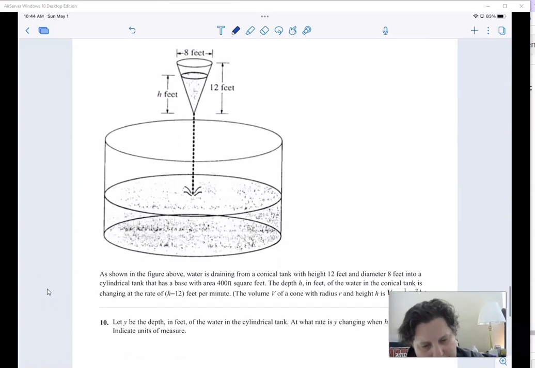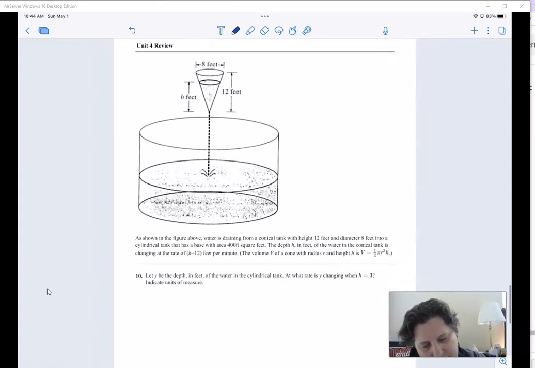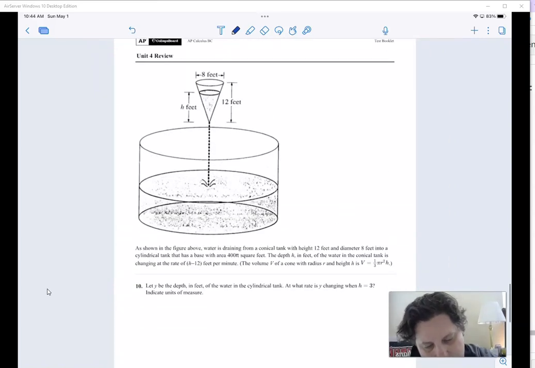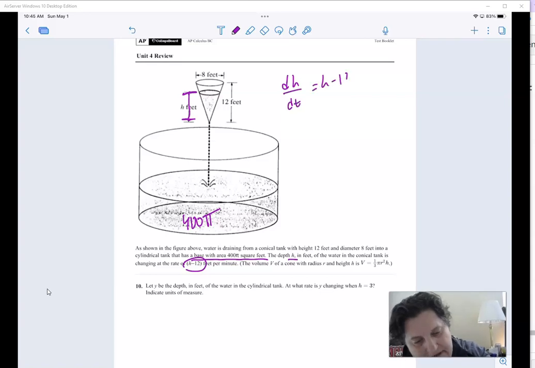Great. Okay. So here's our last one. We definitely love these. We know that this is a big rate of change question. Let's see if we can make our way through this. Water's draining from a conical tank with a height of 12 and diameter of 8, into a cylindrical tank that has a base area of 400 pi square feet. The depth of water in the conical tank, H, is changing at a rate of dH/dt equals negative 12 feet per minute.